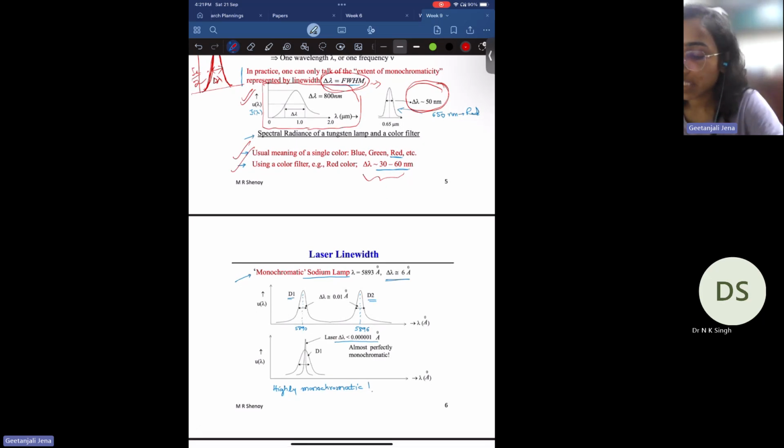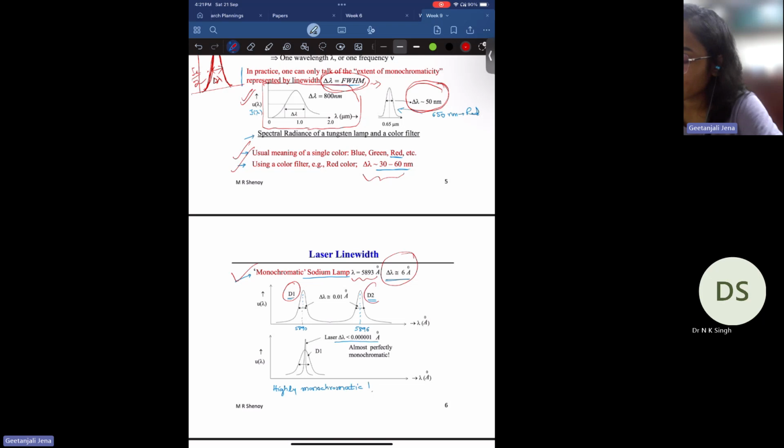Another type of source that we have seen in our lab experiment is the sodium lamp. If you recall the Newton's ring experiment, we used a sodium lamp to find out the wavelength of the sodium source. Normally we report the sodium lamp wavelength as lambda equal to 5893 angstrom, with a delta lambda of 6 angstrom.